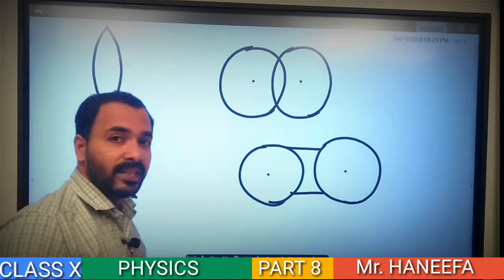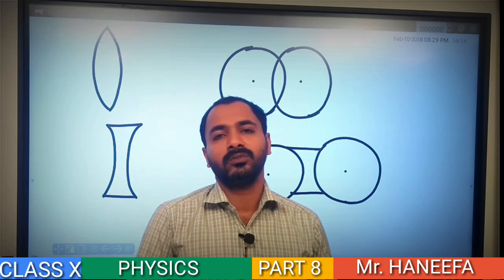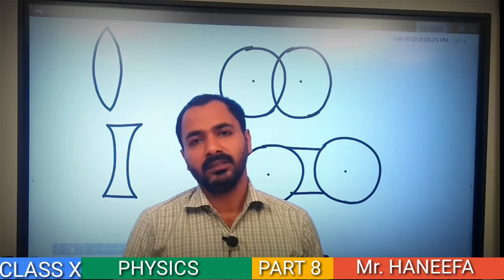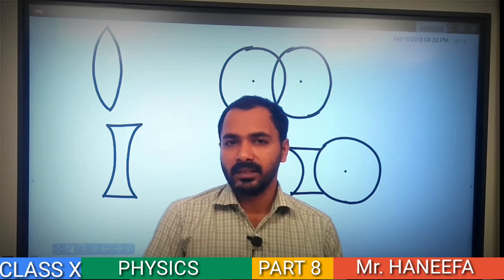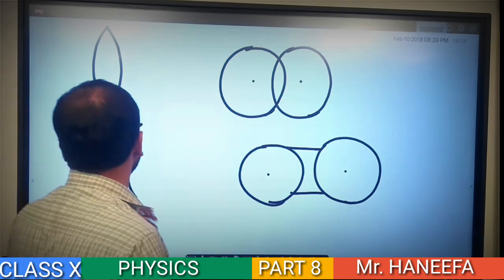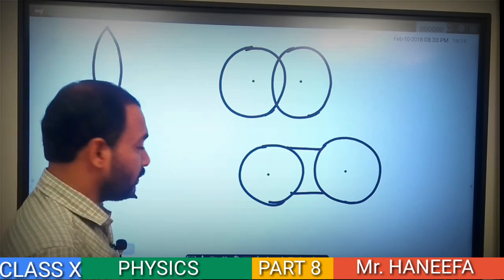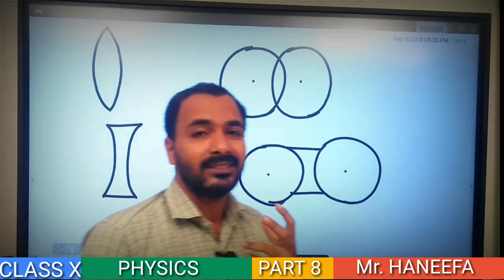Okay, what is a spherical lens? If a lens is the part of two spheres, such lenses are called spherical lenses. Spherical lenses are of two types, convex lens and concave lens. What is a convex lens? Ends are thin, middle is thick. Concave lens, ends are thick, middle is thin.